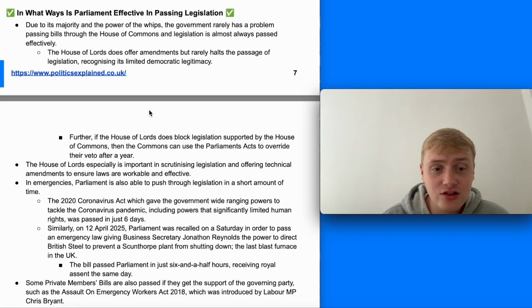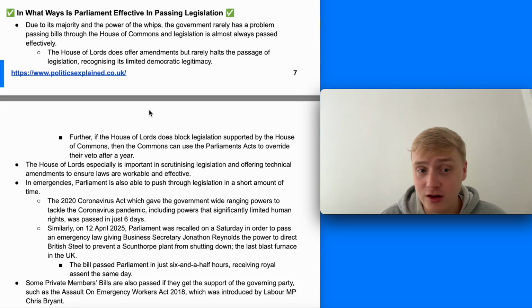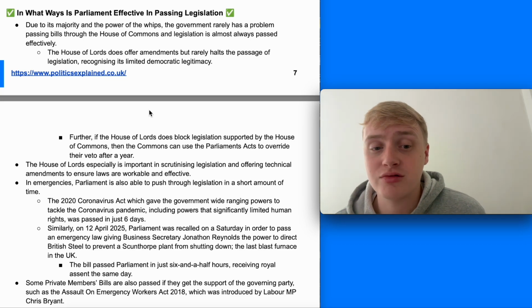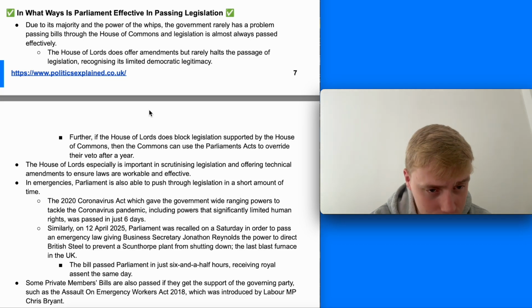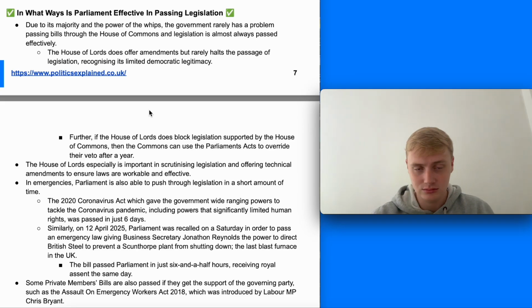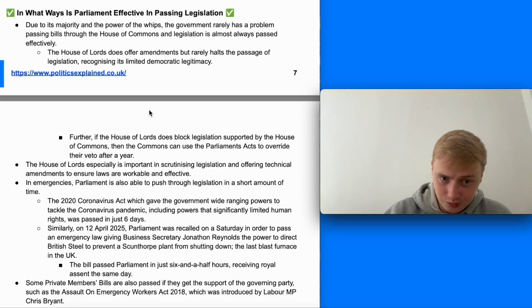In emergencies, Parliament is able to push legislation through in a short amount of time. For example, recently on the 12th of April, Parliament was called on a Saturday to pass an emergency bill giving Business Secretary Jonathan Reynolds the power to direct British Steel to prevent a Scunthorpe plant from shutting down. And that was passed in just 6.5 hours. Was a really good example.